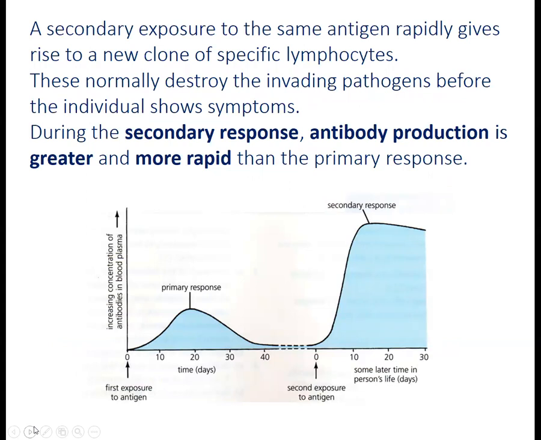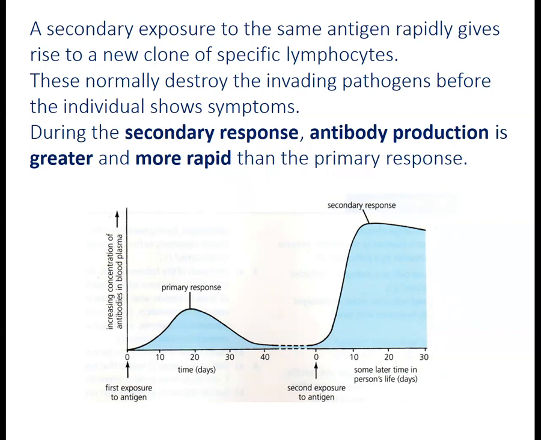So what's the response if the pathogen does come into your body again? Well, you can see the diagram here. This is the first time that the antigen of the pathogen has come into your body, and you can see the primary response. This is the increasing concentration of antibodies in the blood. The primary response takes, in this case, nearly 20 days from first exposure to having the maximum number of antibodies in the blood.